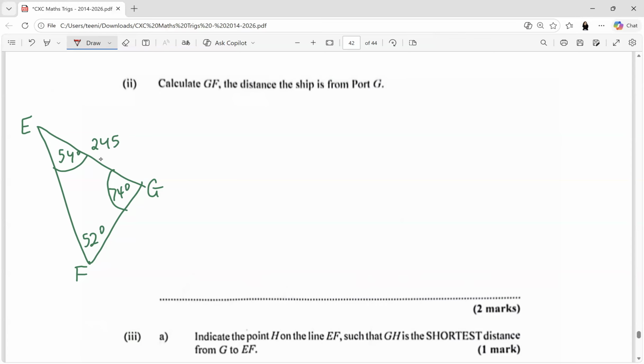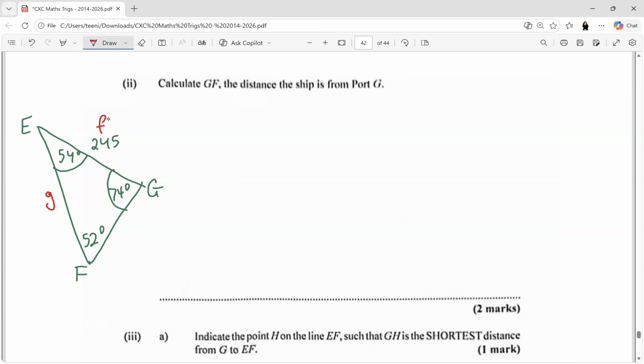So let's label the sides. When you're labeling the sides of the triangle, they use common letters, right? So the side opposite angle G will be side G, which is the same as EF. That's this side here. That's side G. And then the side opposite angle F will be here. The side opposite angle E is here. We are interested in calculating this side GF. So that means the sine rule would have to include this unknown side GF, and that's the angle 54.